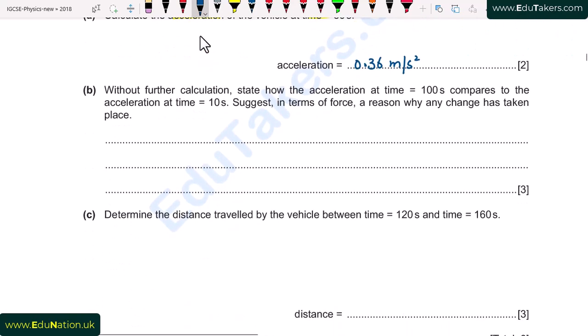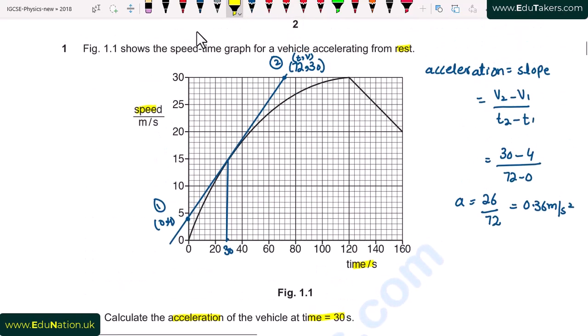Going towards the next part B. Without further calculation, state how the acceleration at time 100 seconds compares to the acceleration at time 10 seconds. Suggest in terms of force a reason why any change has taken place. So going back to the figure. First of all, here we choose 10 seconds. It is at this point and 100 seconds is at this point. So I'm going to label this point, and then I draw a tangent at both of these points.